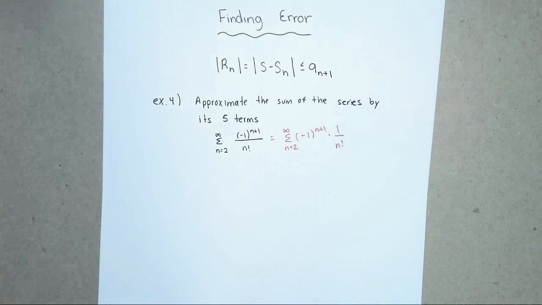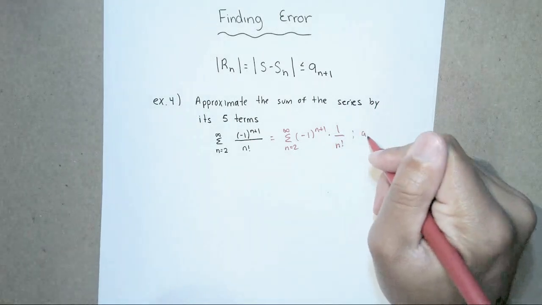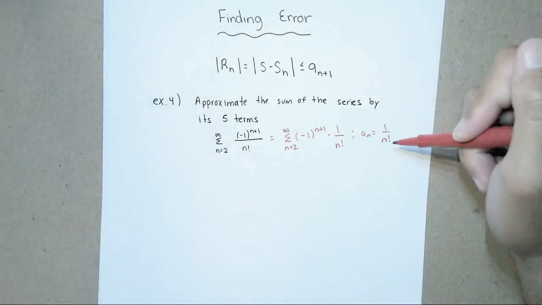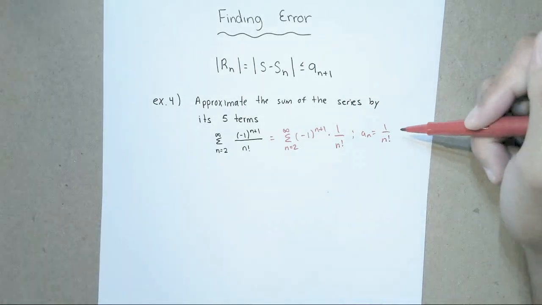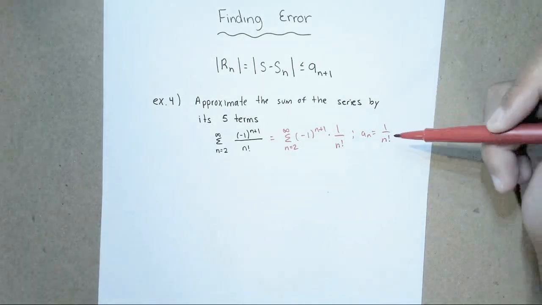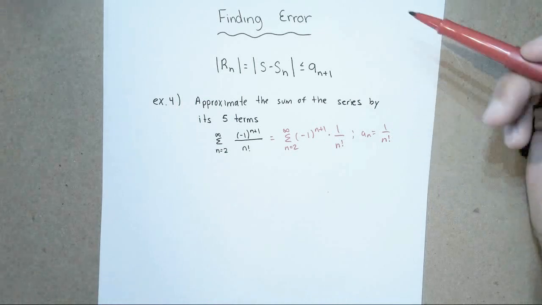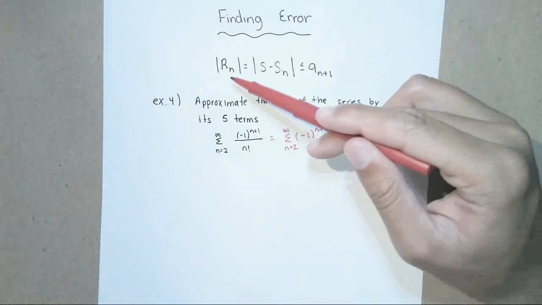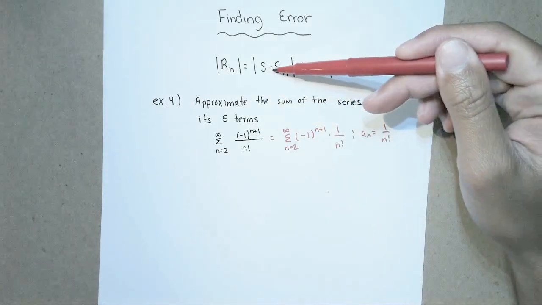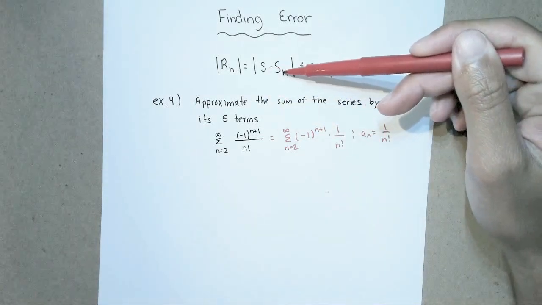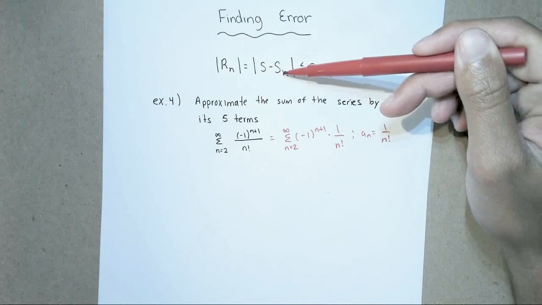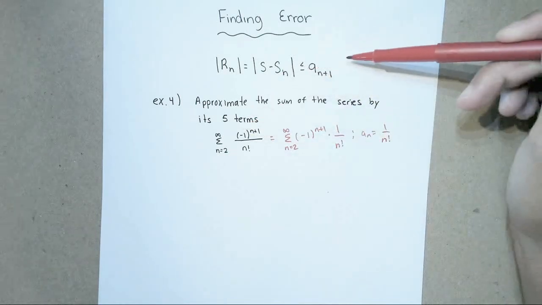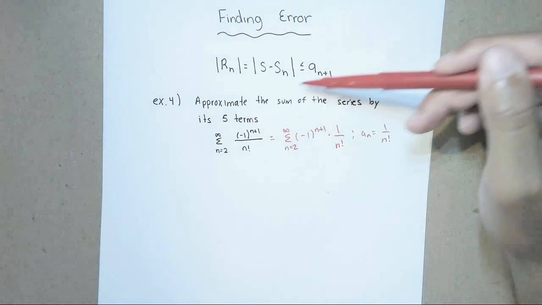Okay, now I know a of n is equal to 1 over n factorial. Remember, n exclamation point is n factorial. So when you see that, don't freak out. It just means that it is just a factorial. So our next thing is we want to approximate the first 5 terms. That's the formula. Error is found by the sum minus the partial sum, so whatever number of terms we're asking to find, which in this case is 5, which has to be less than the next term. So after the 5th term is the 6th term, and that's what we're going to find.